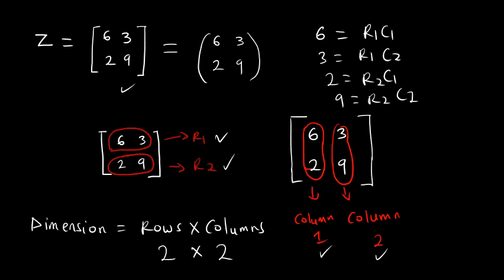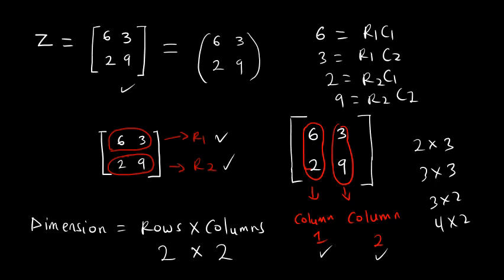So that will be the dimension of this matrix. We can have a 2 by 3 matrix, we can have 3 by 3, 3 by 2, we can have 4 by 2, any dimension at all that the given matrix has.